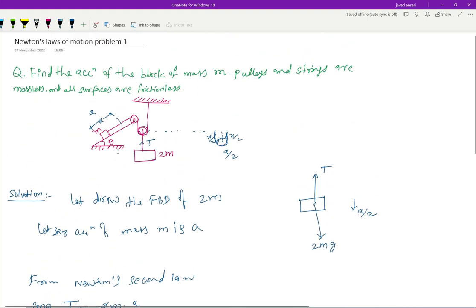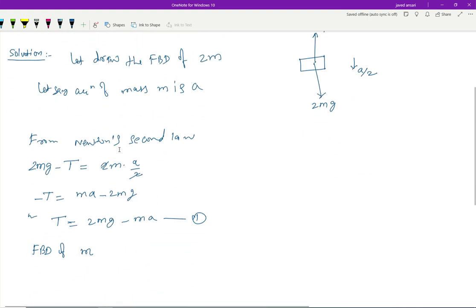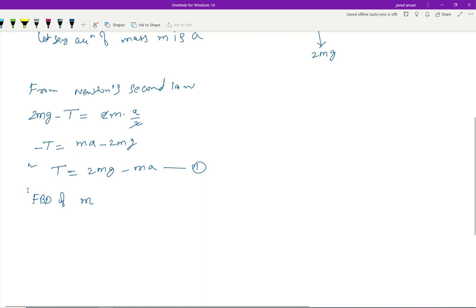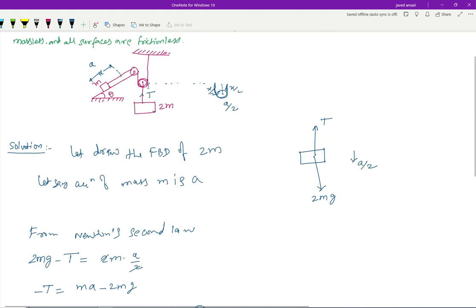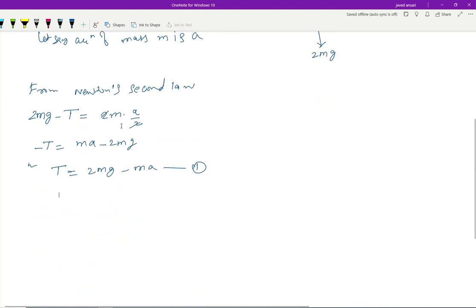PD of m. So let's wait that before we go to the m. Let's consider the free body diagram of this pulley. One important thing I'm going to show you: FBD of pulley.